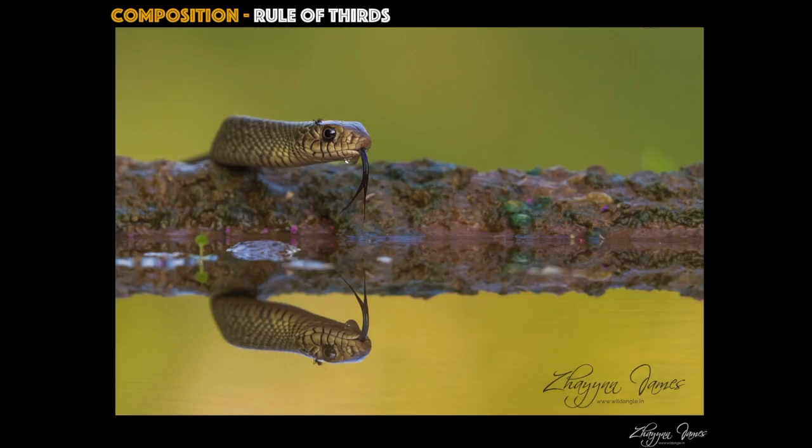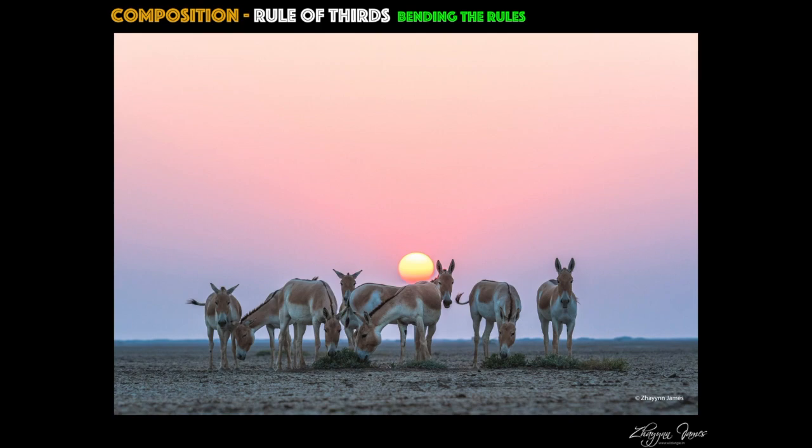In this case, it's a reflection. So I've got it right through the middle of the frame. So is there no rule of thirds? Nope, I'm still following the rule of thirds because I've got the subject on an intersection point and I've got its reflection just below another intersection point. So in a reflection shot like this, it's absolutely fine to put it in the middle. You don't have to put it to the bottom because if you do, you lose the reflection. This is a bending of the rule of thirds.